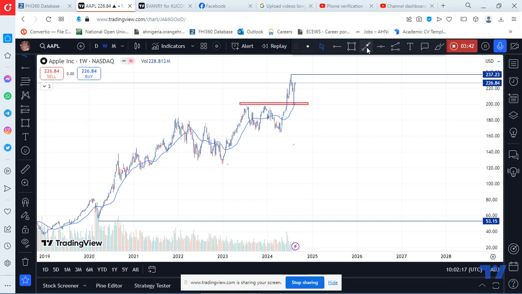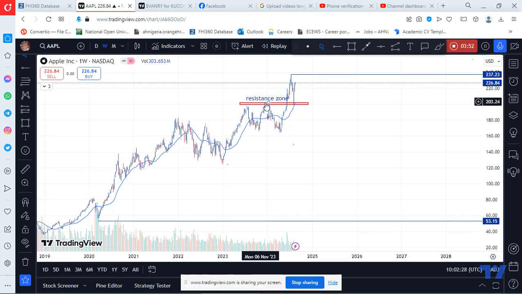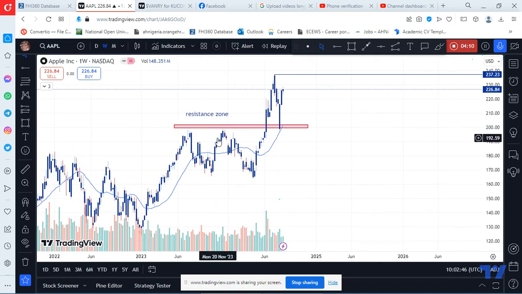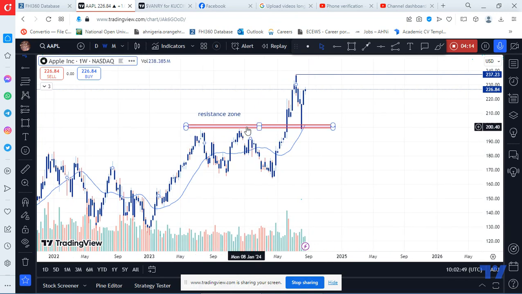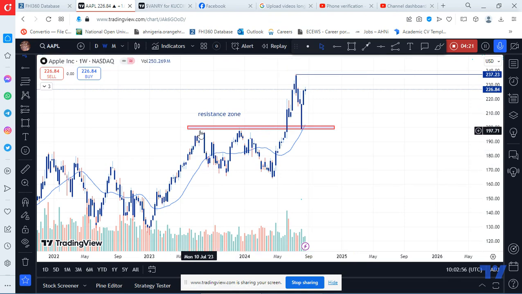I'm going to type that: resistance zone. Now, when a resistance zone gets broken and retested, that retest makes it a support zone. So you will see resistance turned support. Let me zoom so you can actually see. You have a point of liquidity here. If I move this down, you can see this one came, came down again, owing to the fact that this is a strong resistance zone. This is referred to as a point of liquidity.